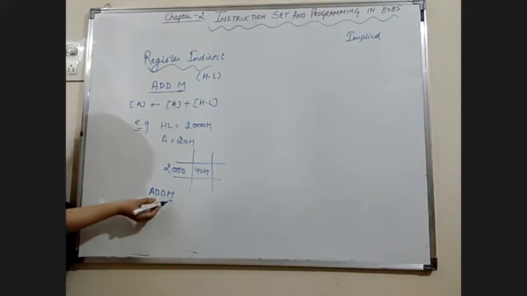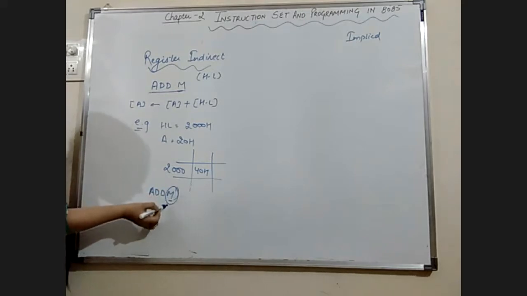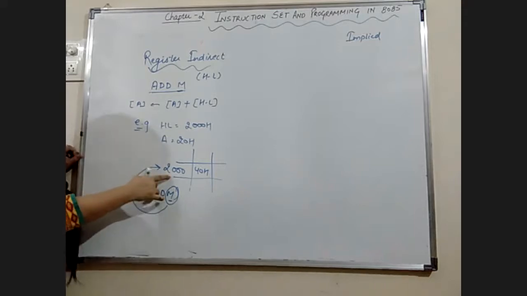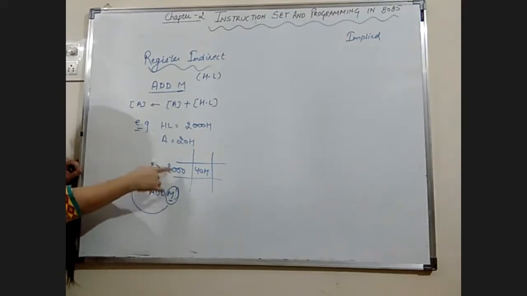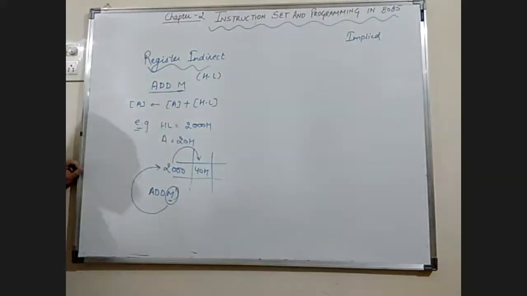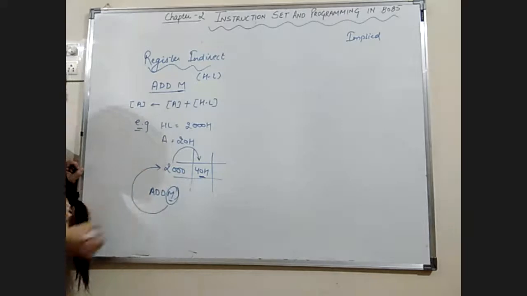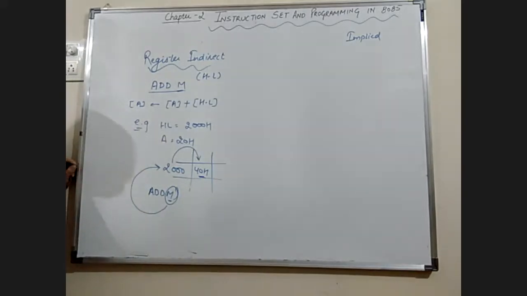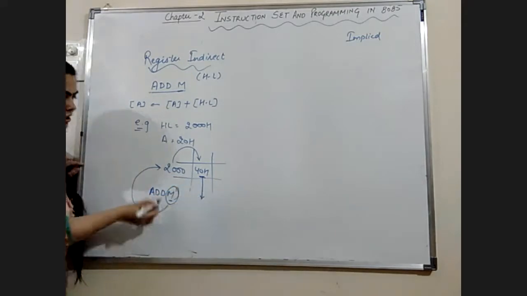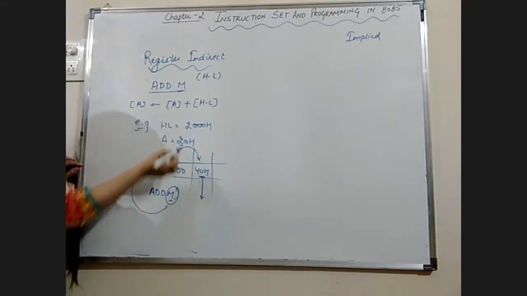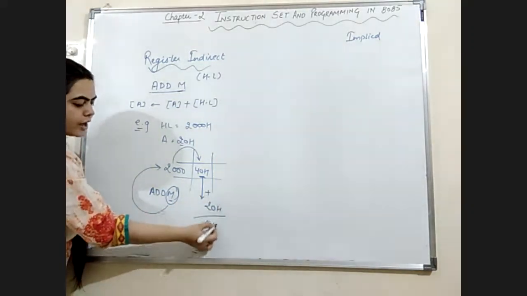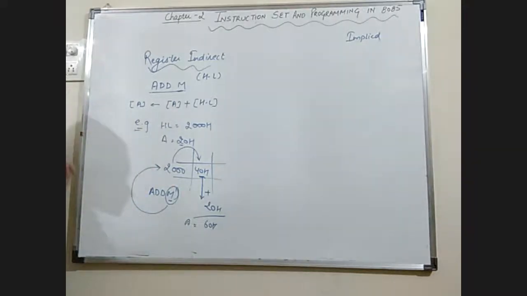Now if we write this command, the microprocessor will initially check the contents inside this M. What will be the contents inside this M? That is 2000. So the microprocessor will jump to this memory location and get the data. What is the data present in this memory location? That is 40H. Now the microprocessor will add this data with the data present in the accumulator, that is 20H, and the result is stored in the accumulator finally.